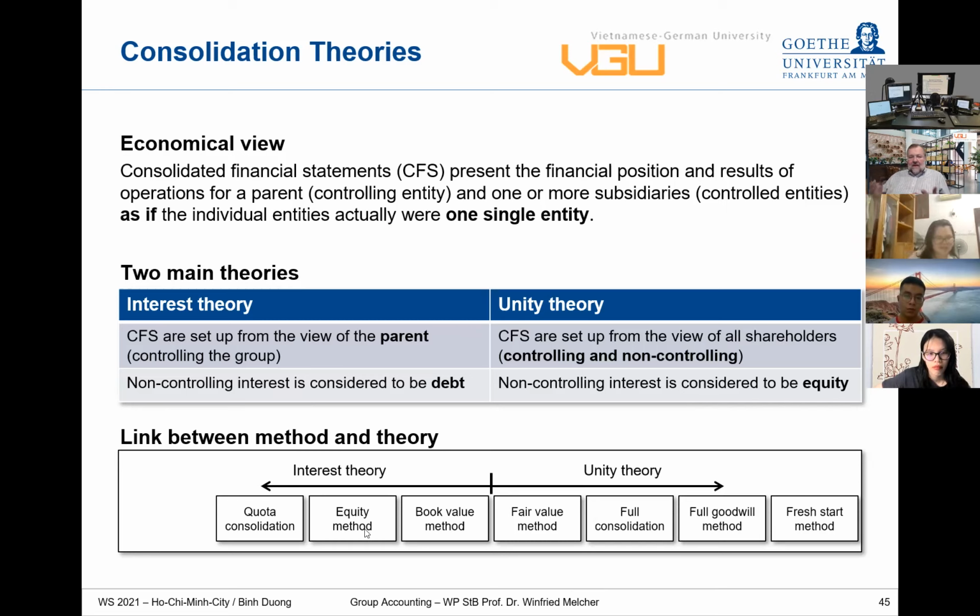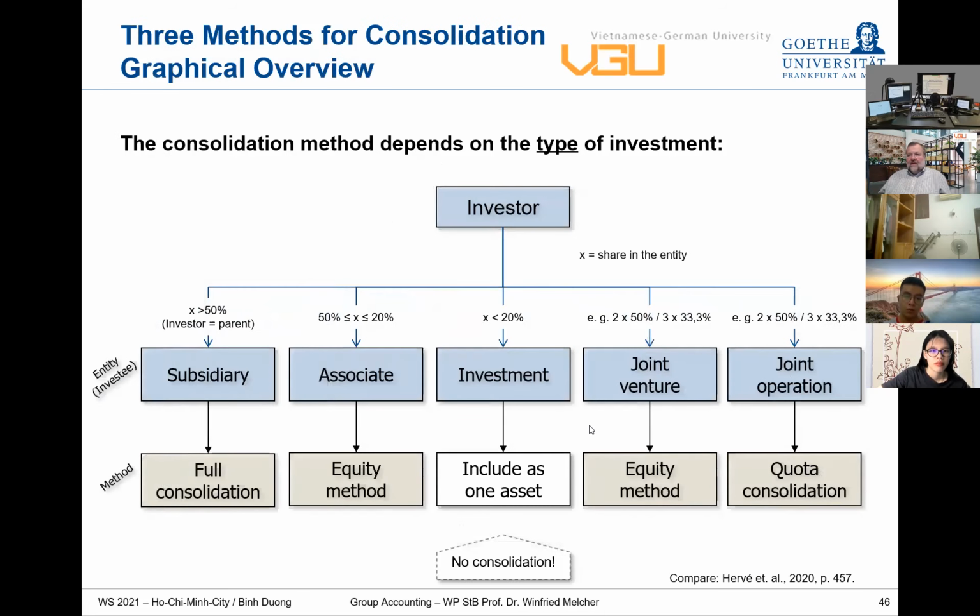So you can see, and I don't want to go really into the details here. There are two main consolidation theories, and that is what you should take away from that slide. There is the interest theory, there is the unity theory, and in practice, IFRS follows both theories, and it will pick and choose for various answers. It will pick the theory that better explains the outcome. So yeah, I think that is enough for theory.